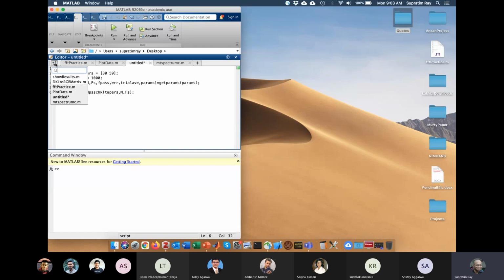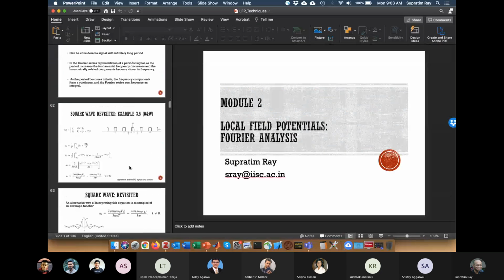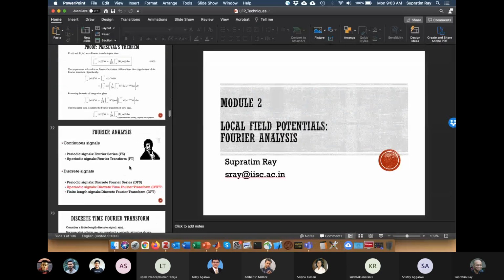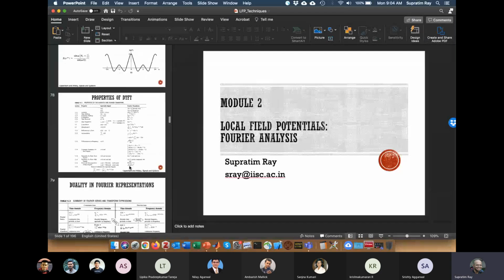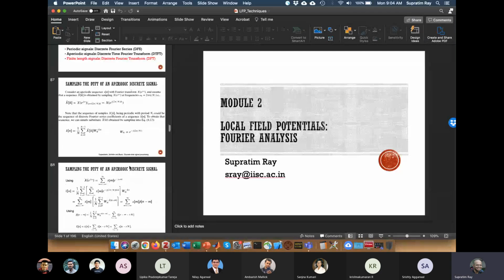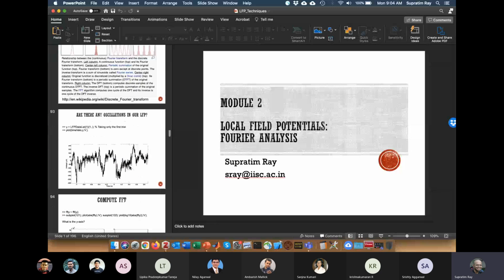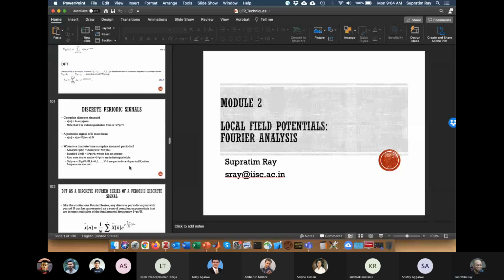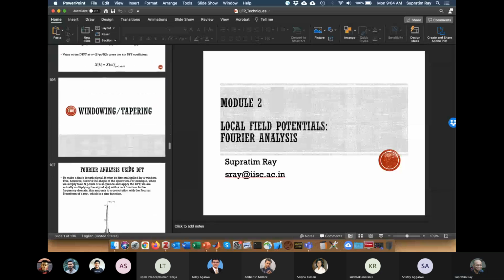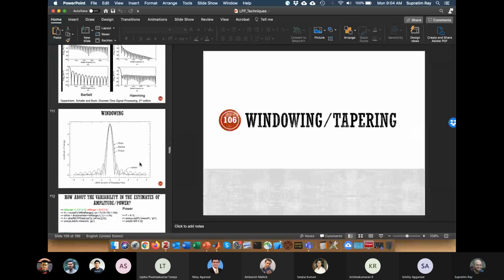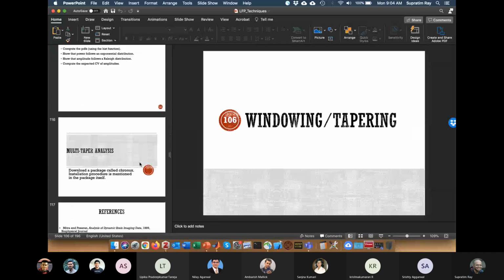So I will just quickly go over the multi-taper method one more time. Fourier analysis, convolution. Where is multi-taper? There.